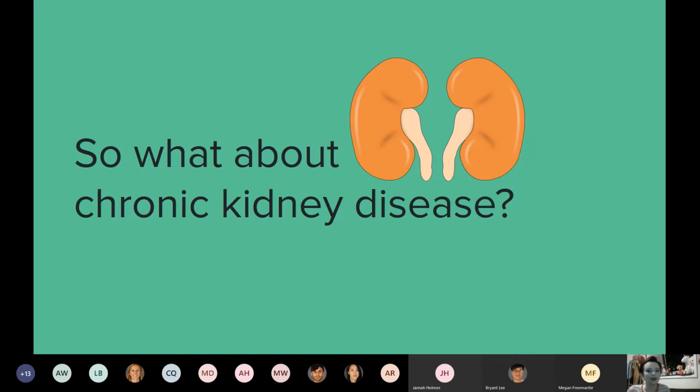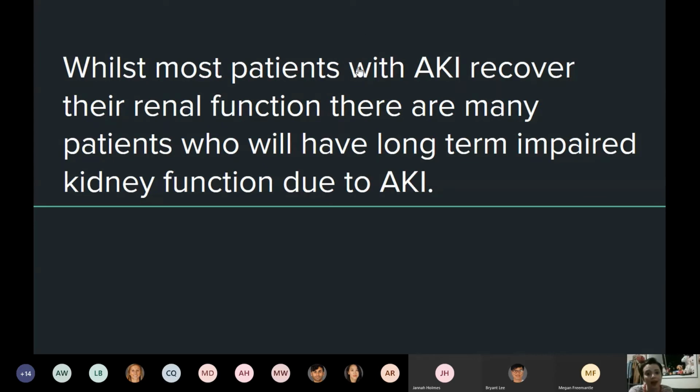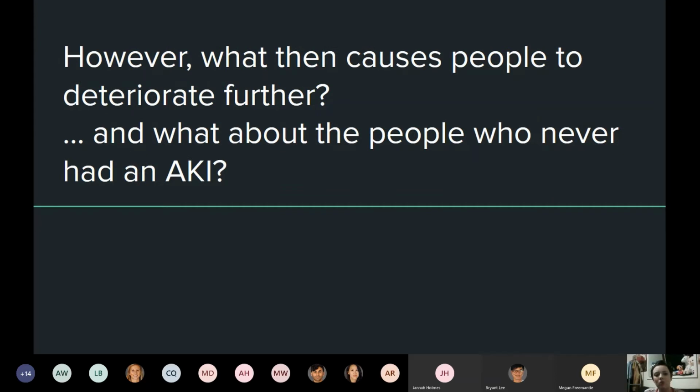So for the last sort of 20 to 30 minutes, and I'm hoping to finish a bit before 8 o'clock, we're going to talk about chronic kidney disease. So most patients with AKI will recover with pretty much normal renal function, but there's a significant minority that have long-term reduced kidney function due to the AKI, and they go on to have CKD. So that's why I'm talking about CKD second. But there's also people who will develop CKD without the AKI, or some people with AKI develop CKD and then continue to deteriorate. So we want to know, what about these people who've got CKD on its own, or they're continuing to progress in CKD? Why is that?